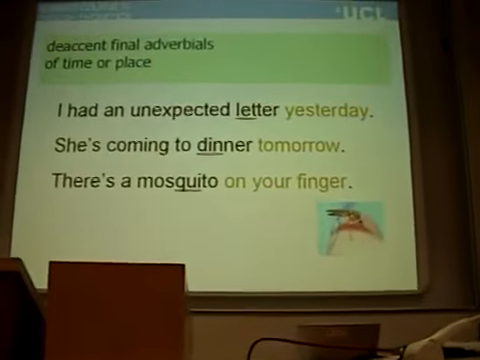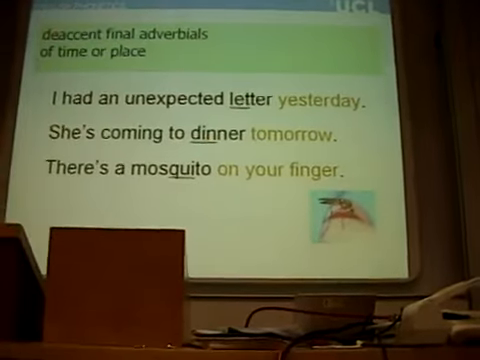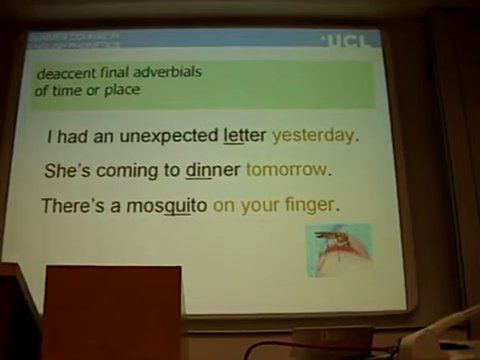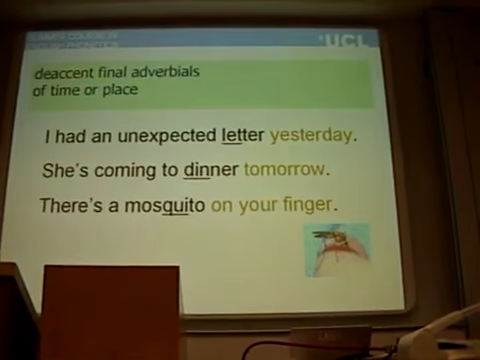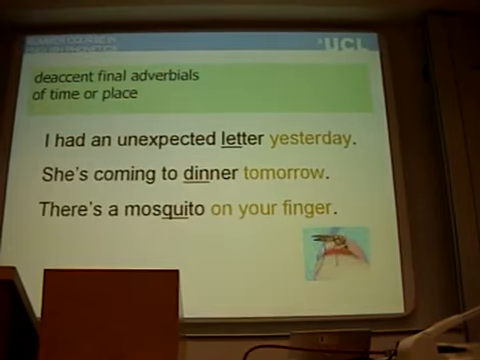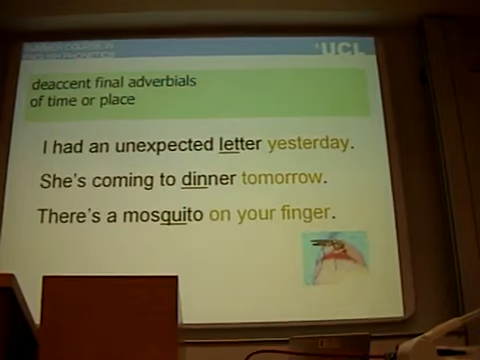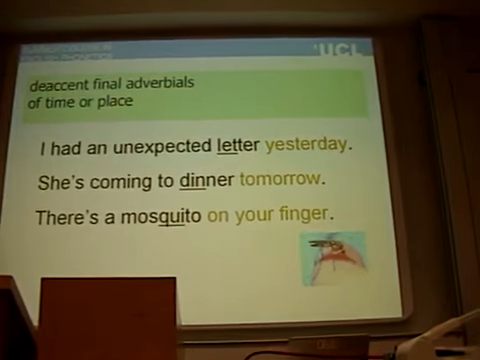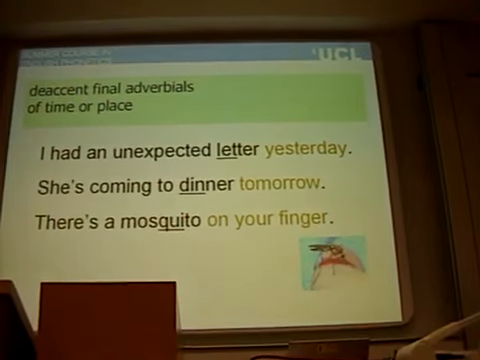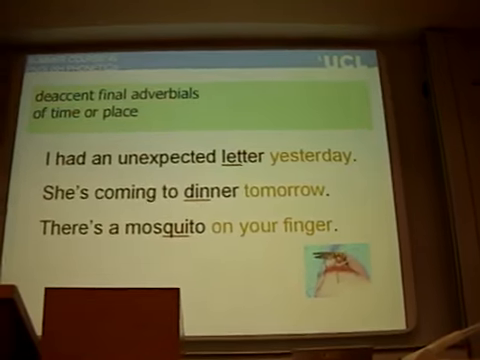One of the things that we tend to de-accent is final adverbs of time or place. And we do this even when they have new information. So we often say things like, I had an unexpected letter yesterday. We don't have to, we can also say, I had an unexpected letter yesterday, putting a sort of subordinate rising tone on the yesterday. She's coming to dinner tomorrow. Or we can say, she's coming to dinner tomorrow. We have a choice over it.